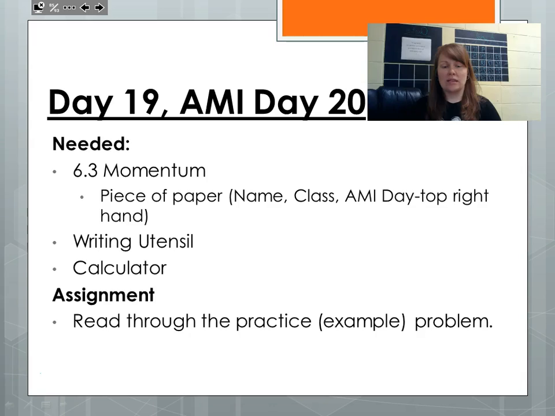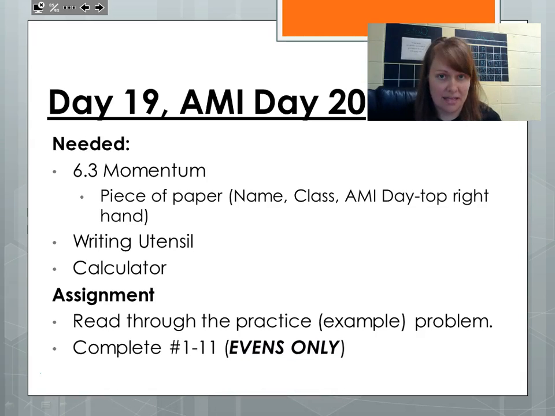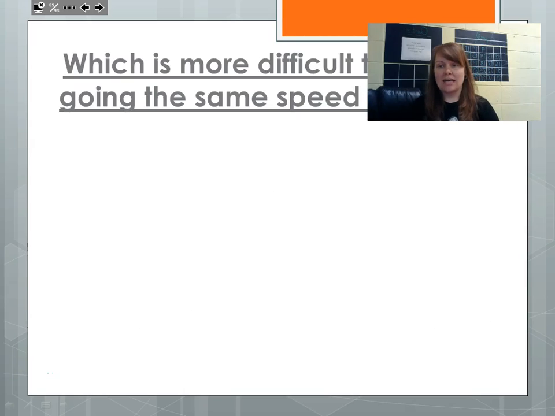Your assignment is to read through the practice example, which you're going to do together, and then complete 1 through 11 evens. So you're actually only going to do 2, 4, 6, 8, 10. And if you stay with me, I do one of them, so you're only doing 4. So let's get into it.